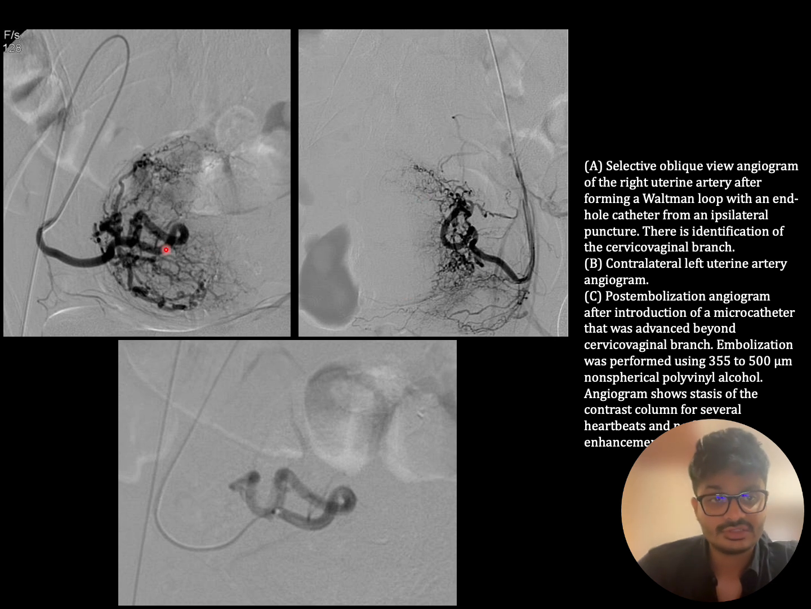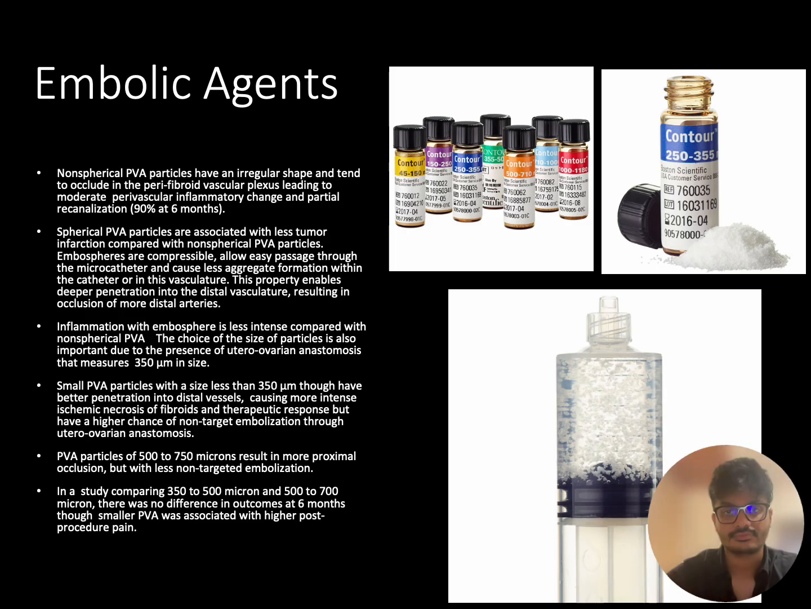And here the main concept is, you see this is a cervico-vaginal branch. So when you start embolizing, you always have to go distal to the branch and then start embolizing. So you keep the microcatheter after this. So here you can see, this is the main catheter, following which you have the small microcatheter, and that has passed distal to this branch. This is the angiogram after that, and from here you can start embolizing.